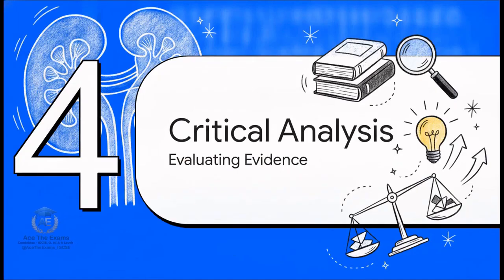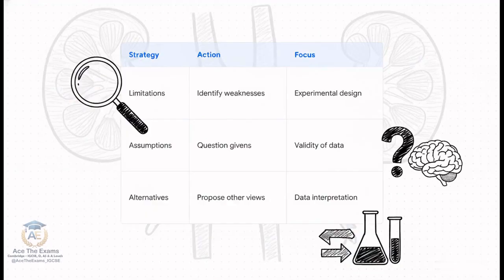All right, Section 4, Critical Analysis and Evaluation. To hit that absolute top mark band, you've got to evaluate investigations using a comparative matrix exactly like this one to systematically break down the experiment. You must identify the limitations by checking for weaknesses in the experimental design. You've got to question the assumptions behind the givens to check data validity. And finally, you must propose alternative interpretations of the data. This structured approach literally forces you to evaluate the evidence comprehensively, exactly like a top-tier student should.